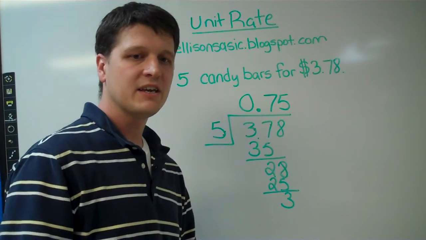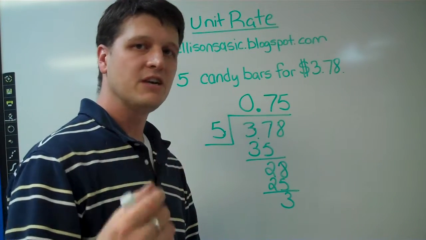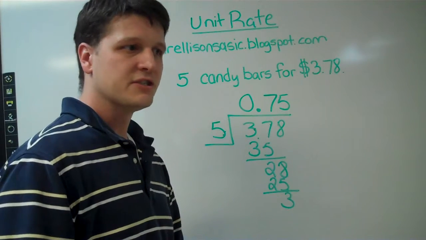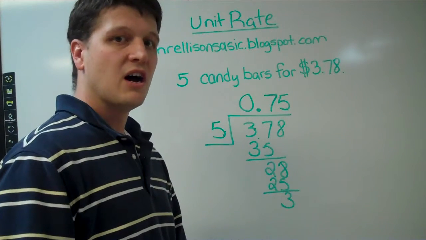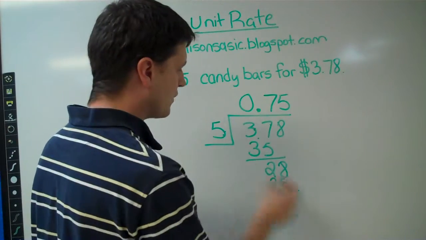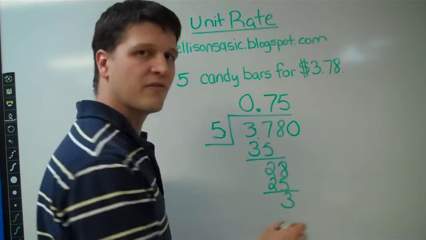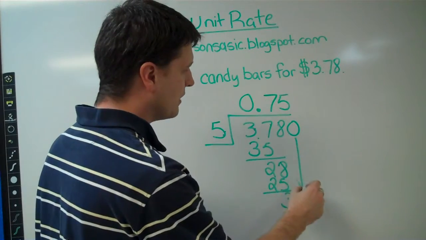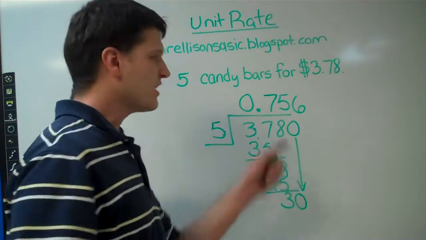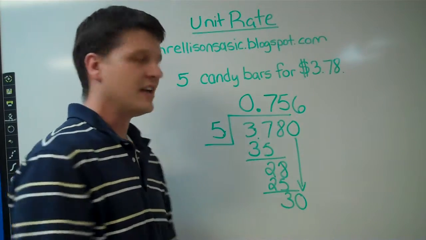But we want to try to get a remainder of 0 and then round to the nearest hundredth, since dollars are in hundredths. So we want to round to the nearest hundredth. So we'll bring a 0 down for a placeholder, and 5 goes into 30 6 times. Now this would look kind of silly if we just left it like that as a dollar amount.